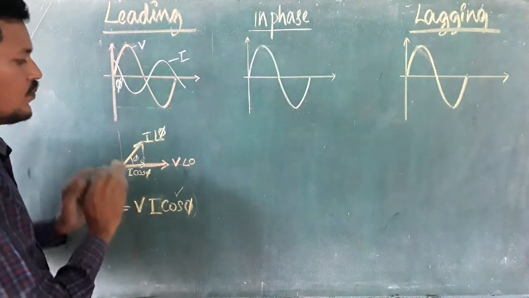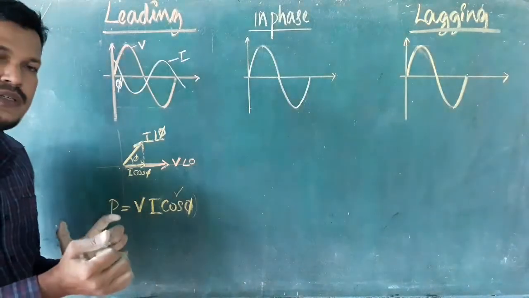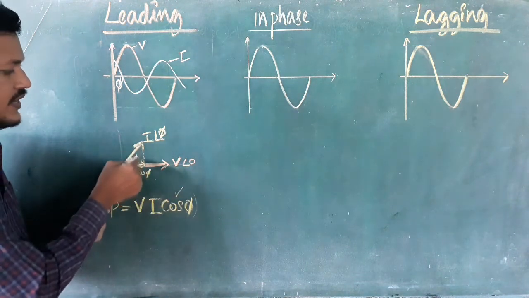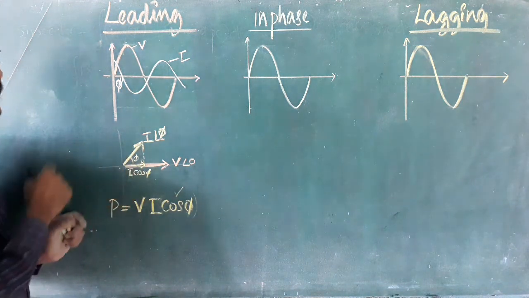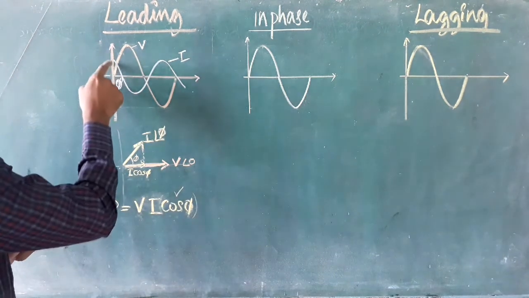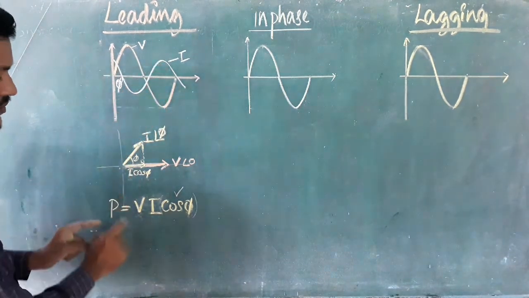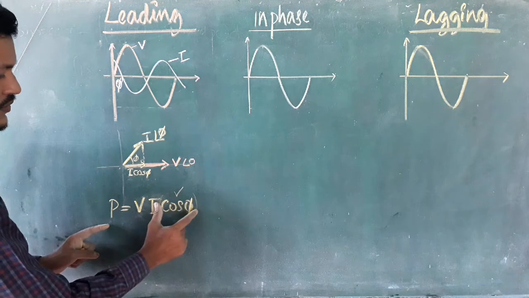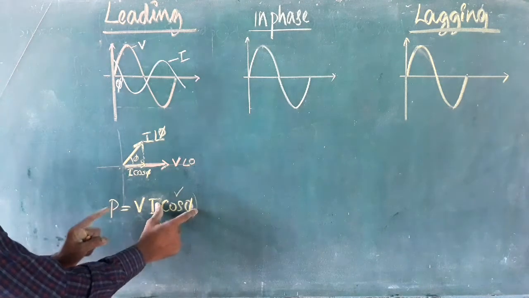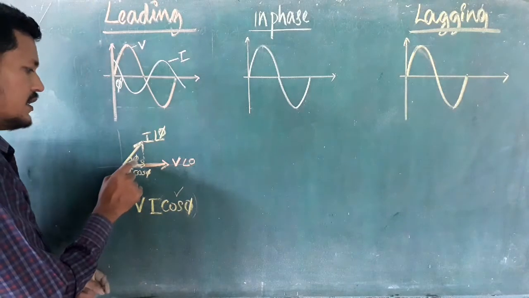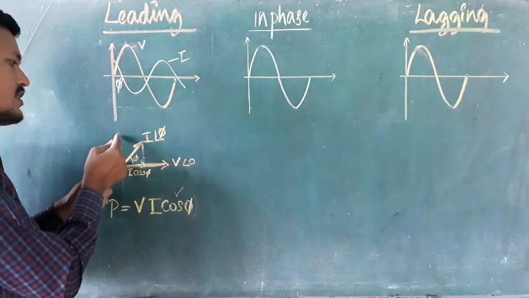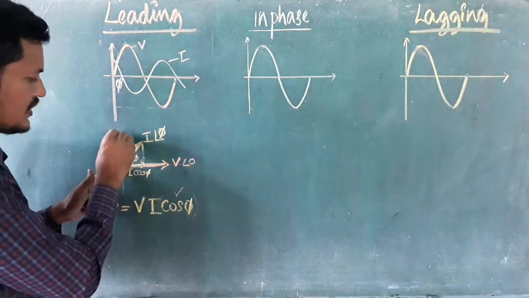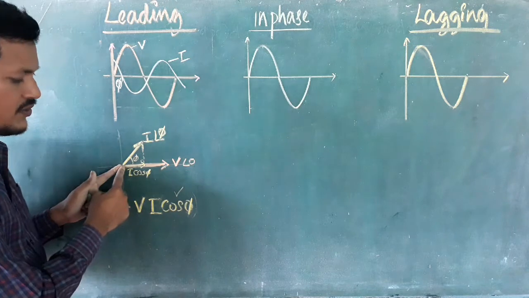In the leading condition, the power drawn is reduced because of the phase difference between voltage and current, since the current is leading. In that condition the power equation is VI cos phi, so the total power is reduced with respect to the power factor value. As the angle increases to cos 30 or cos 40, and up to cos 90, cos 90 is 0. So there is no cos component for I; the value is 0.